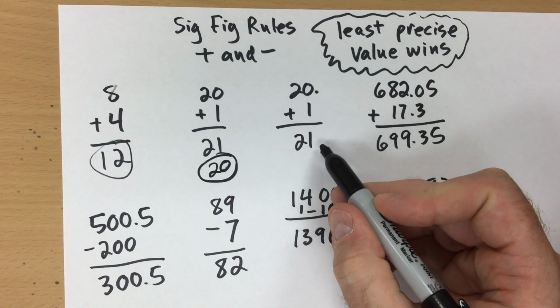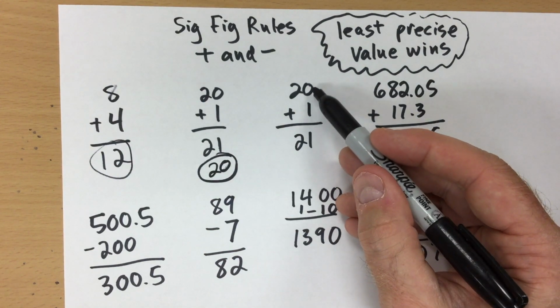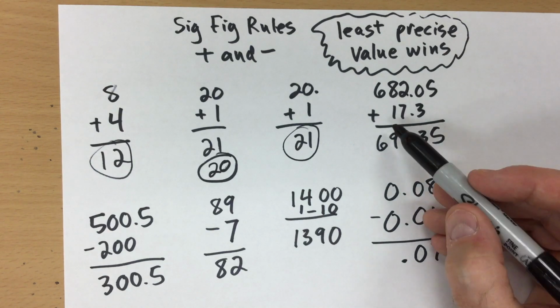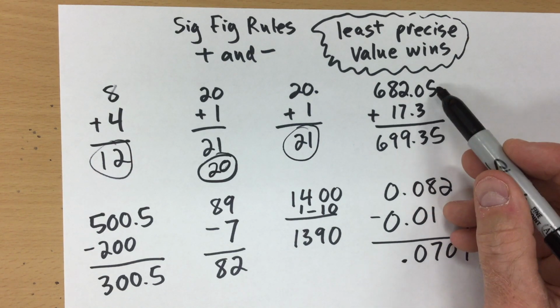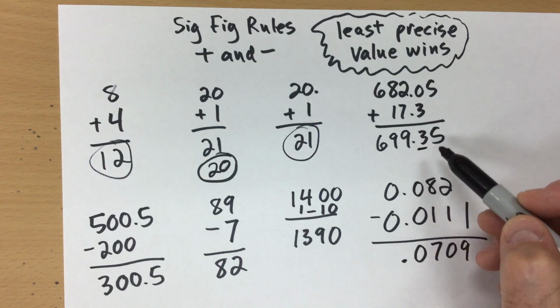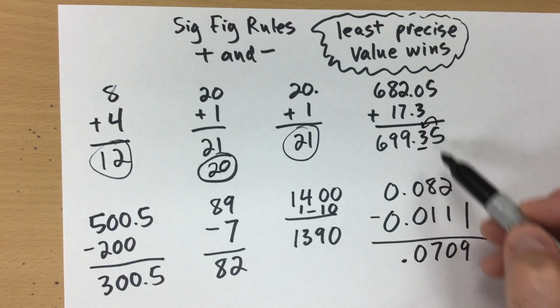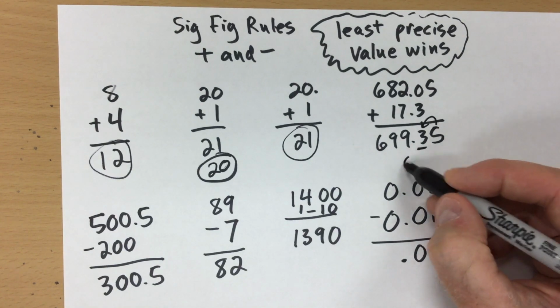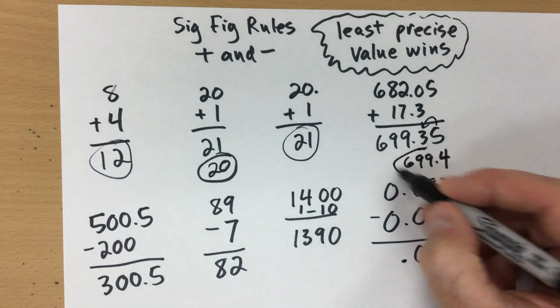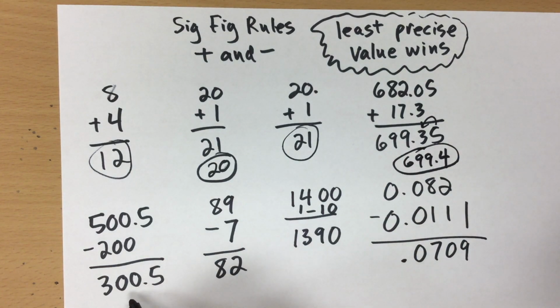If we look at this one, this measures to the ones place, and so does this. So my answer can measure to the ones place. If I look at this one, it can measure as precise as to the 10th, this one to the 100th. This one is least precise, only to the 10th. So I'm going to keep this value and see what happens here. That 5 rounds it up. I get 699.4. If we look at this next one, I'm subtracting these, I get 300.5.